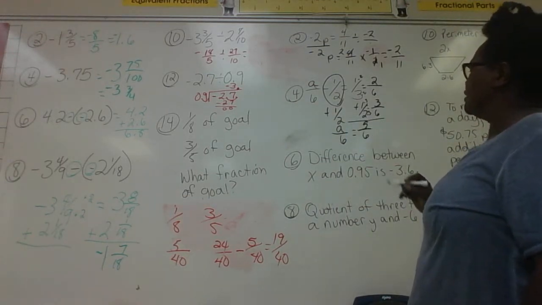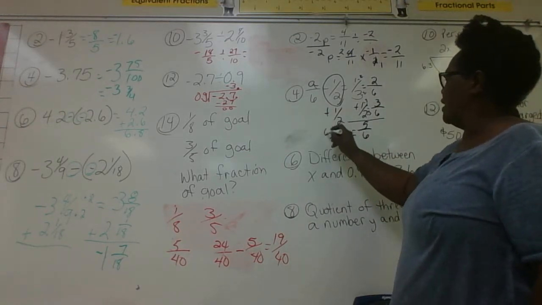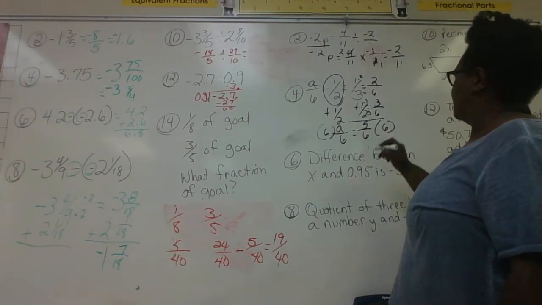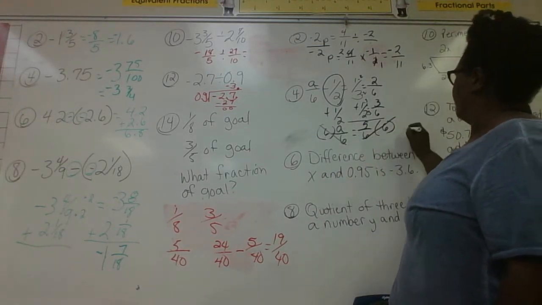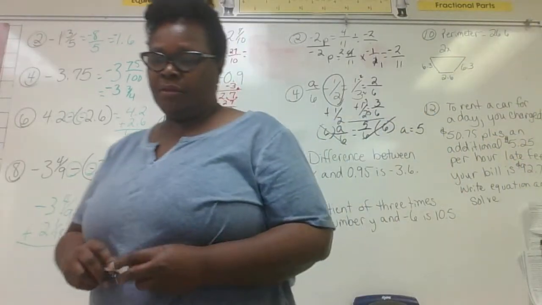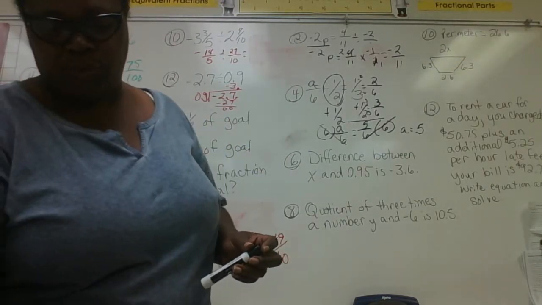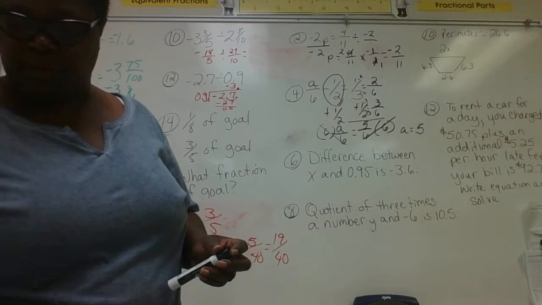Okay, we need to isolate A. Instead of dividing by 6, we're going to multiply by 6. Multiply by 6. Therefore, this is canceled. This is canceled. And we're left with A is equal to 5. Okay, that's that one. Next, we want to take a look at the next one, number 6.